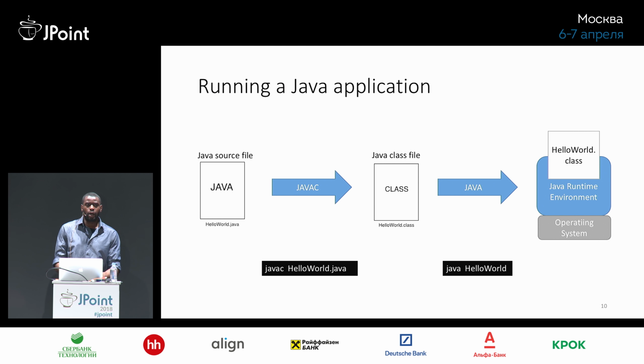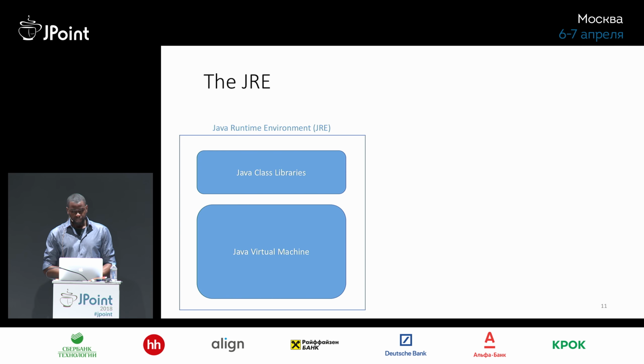So the previous steps show how we go from a source file to a class file. The final step is running the application. If you were doing this on the command line, you would type the java command, possibly give it classpath arguments or VM options, and then give it the main class name. IDEs do this for you in the background. The java command launches your application in the Java runtime environment. So we'll take a look at the JRE.